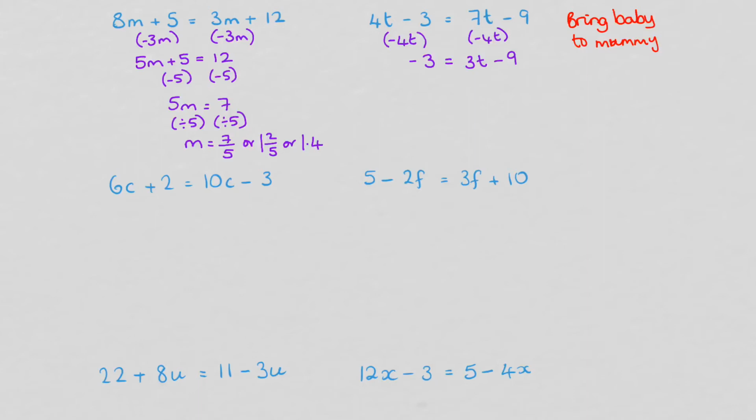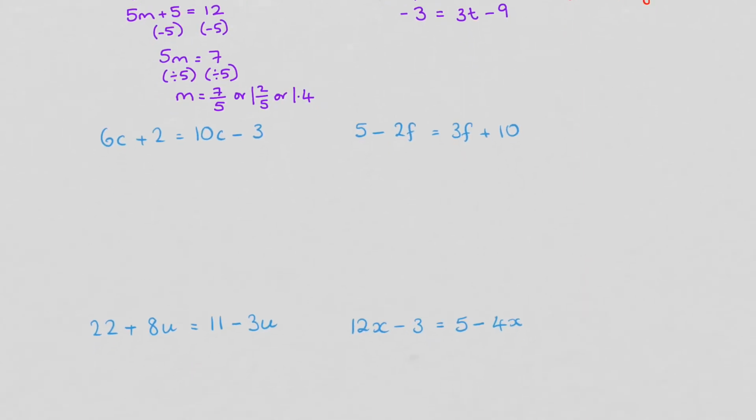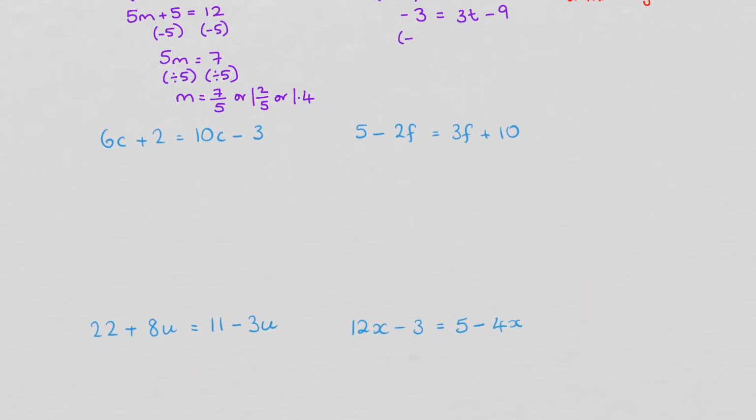So now we've got a new equation. We don't need to worry about what went before it. We can add 9 to both sides. Negative 3 add 9 is 6. And then on the right hand side we've just got 3t because we've dealt with the 9. Then we just need to divide by 3 to get 2 equals t, or as we should put it, t equals 2.